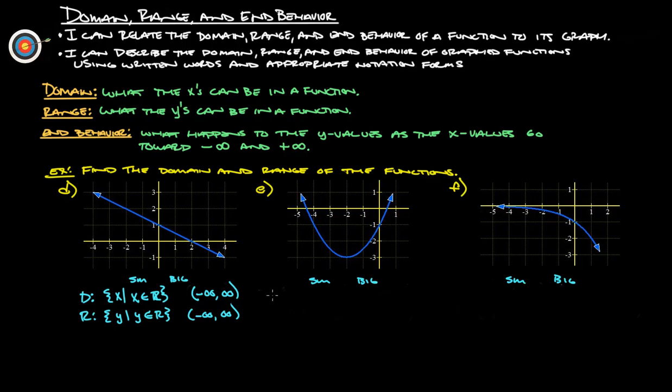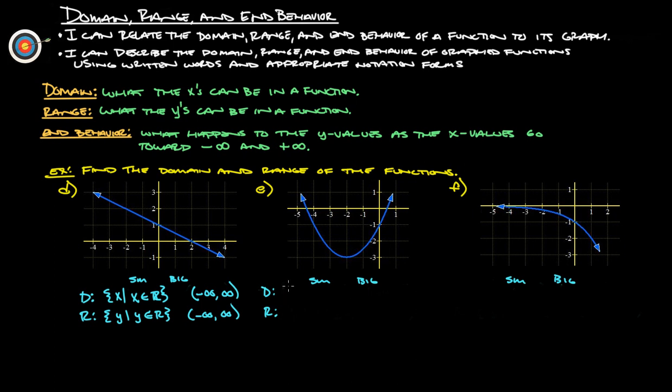Okay? With E, domain and range. So x, the smallest it ever gets to, if you'll notice this arrow is going to the left. So it's going forever and ever to the left. So there is no smallest. It's going forever and ever to the right. So there is no biggest.